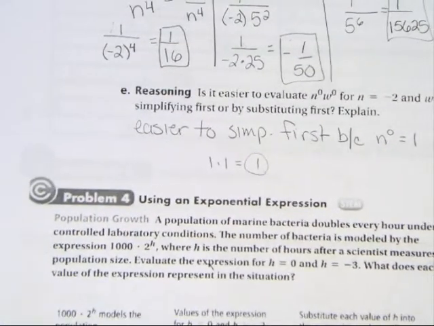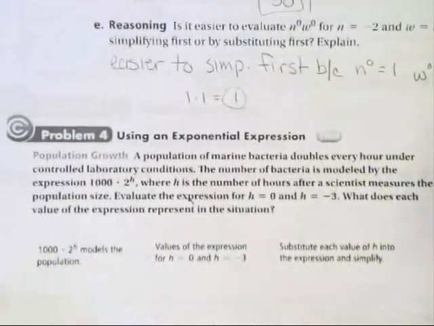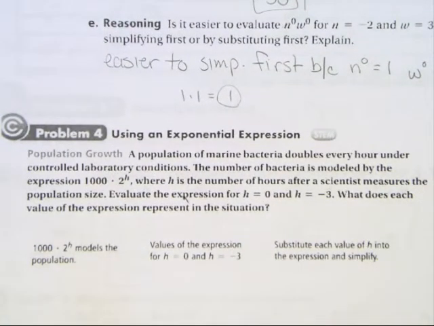Problem 4. A population of marine bacteria, that's kind of gross, doubles every hour under controlled laboratory conditions. The number of bacteria is modeled by the expression 1000 times 2 to the h power, where h is how many hours after the scientist measures the population size. Bacteria is growing. Ew. Evaluate the expression at h equals 0 and at h equals -3. What does the value of these expressions even mean in this situation?